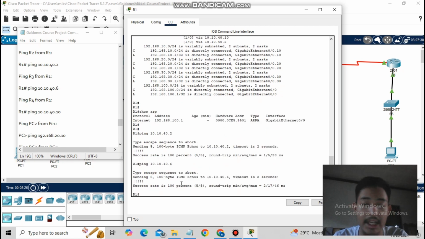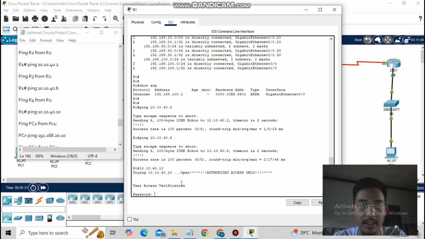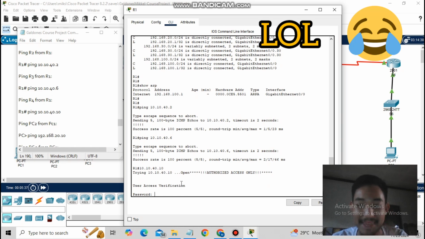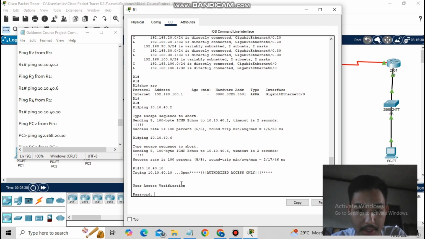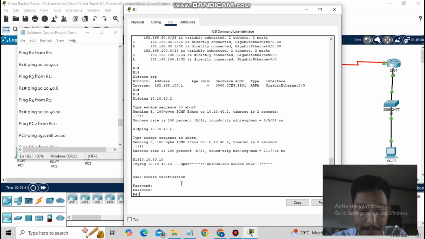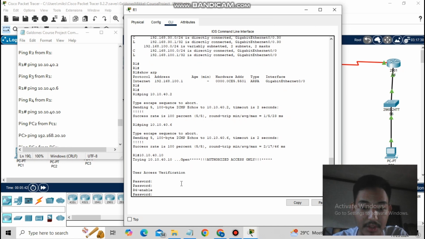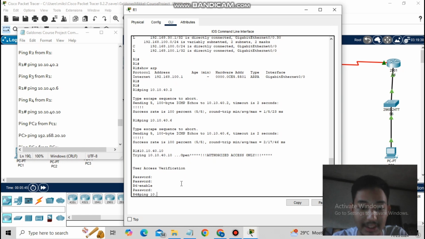And finally, let us do it again for the IP address of router 4. And it is also a success, but unfortunately I was logged out, so it cut out while I was pinging that. But let us enter our password and continue the pinging process, or the verification process, in order to see what it has to say.